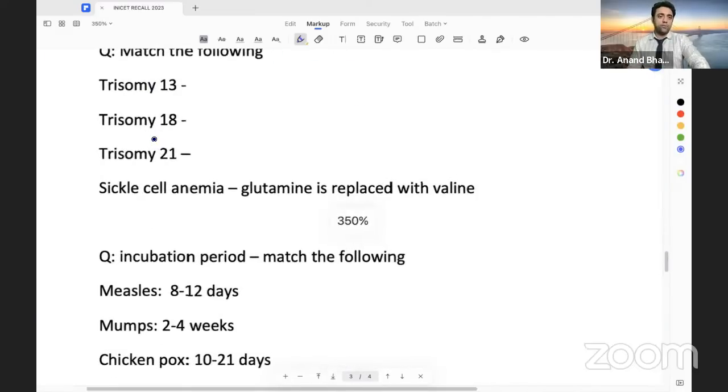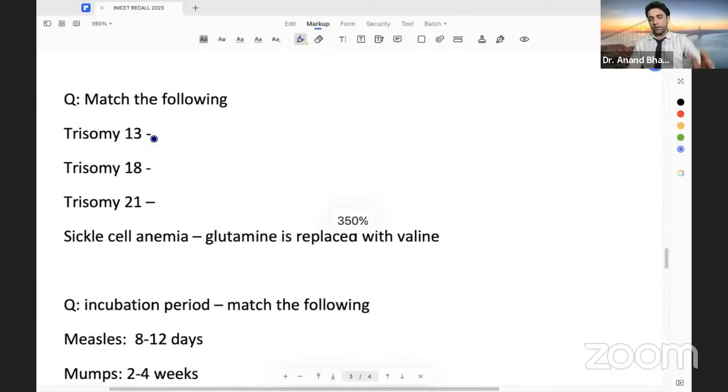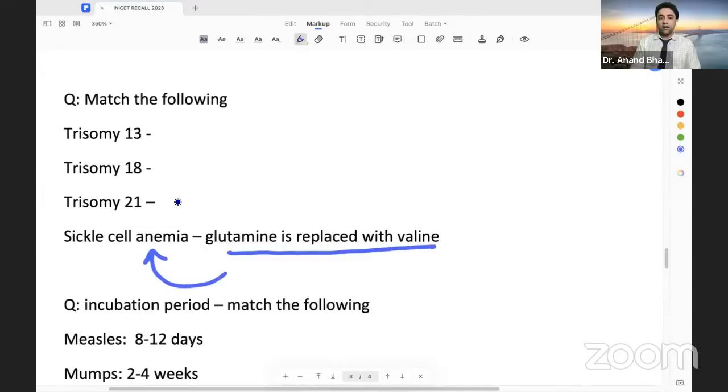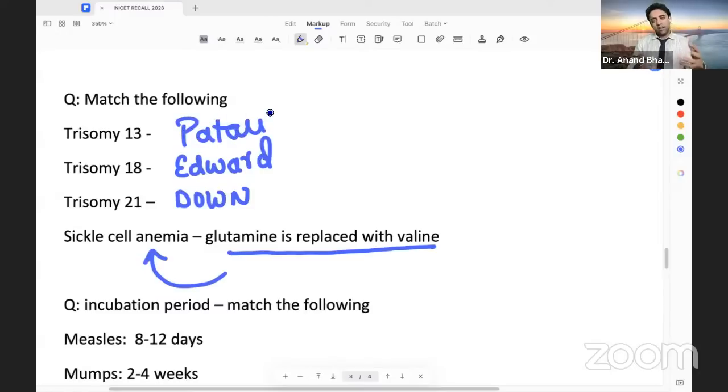Next question, one student had told me there was a question on match the following. They were saying these 3-4 options were there. One thing was when glutamate is replaced by valine, that happens in a case of sickle cell anemia. Trisomy 21 we see in a case of Down syndrome. Trisomy 18 we see in a case of Edwards syndrome, whereas trisomy 13 we see in a case of Patau syndrome. So these are the recall questions.